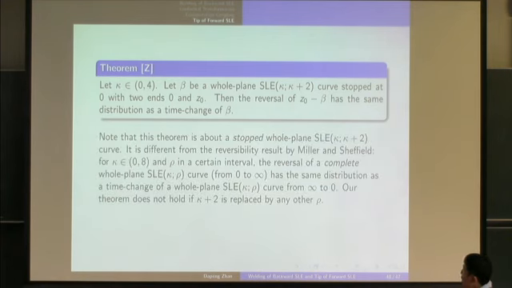I want to remark that this theorem is about a stopped whole plane SLE kappa plus 2 curve. It's different from the reversibility result by Miller and Sheffield. They say that for kappa less than 8 and beta in a certain interval, the reversal of a complete whole plane SLE kappa beta from 0 to infinity has the same distribution as a time change of a whole plane SLE kappa beta curve from infinity to 0. Our theorem does not hold if kappa plus 2 is replaced by any other beta.